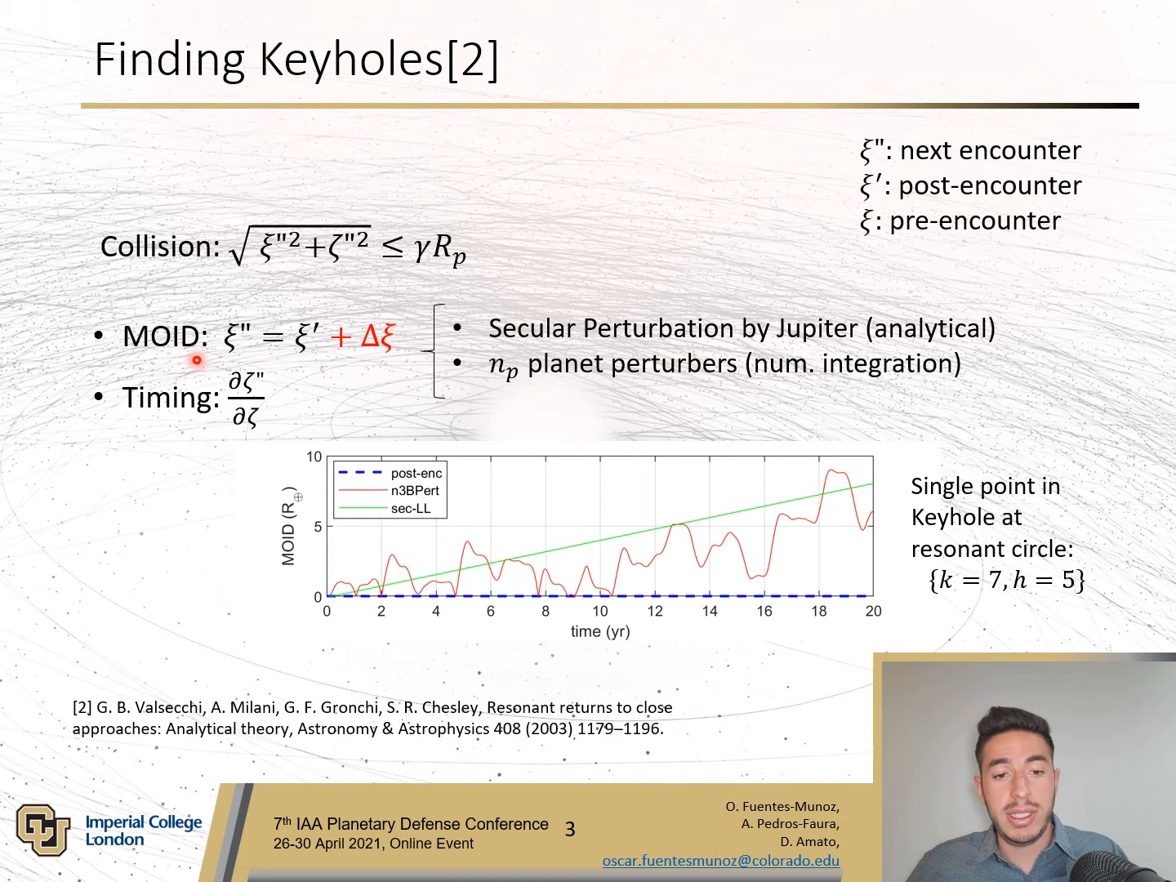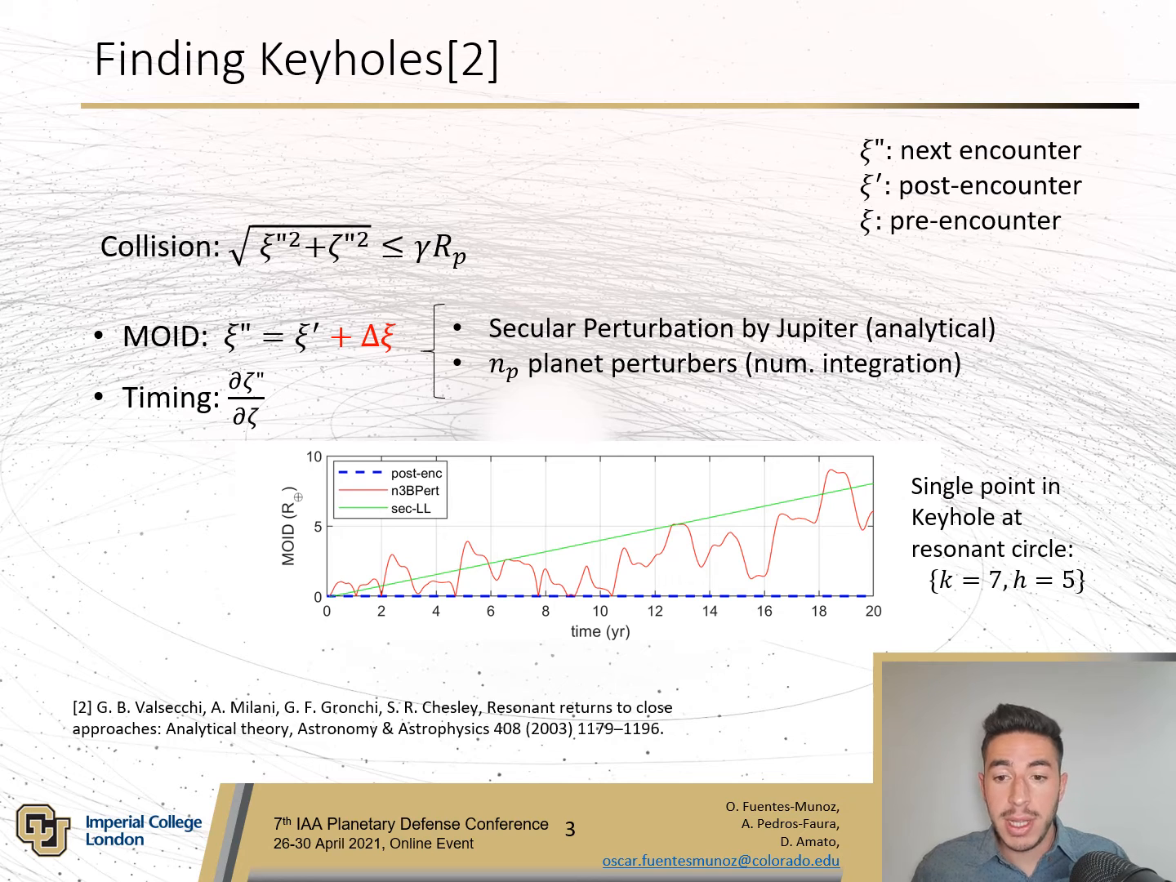This MOID is usually assumed to be constant, but we can include a perturbation that we can compute with these two models. We use the secular perturbation by Jupiter, an analytical solution, and then we can use also numerical integration, including the gravity of the other planets of the solar system.